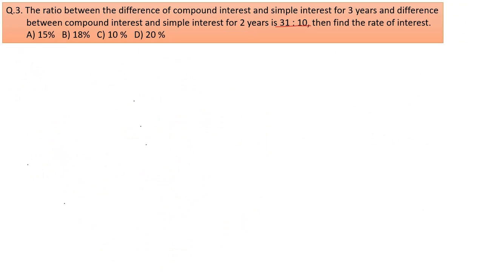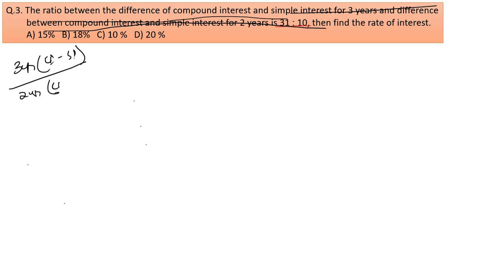In the next question, we have the ratio between the difference of the compound interest and simple interest for 3 years, and the difference between compound interest and simple interest for 2 years, 31:10. Here we have 3 years compound interest minus simple interest is to 2 years compound interest minus simple interest is equal to 31/10. Here in this question, I'll be using the tree method again.